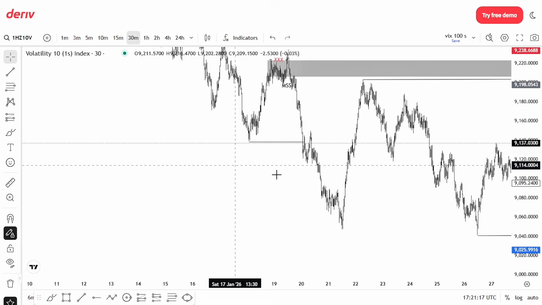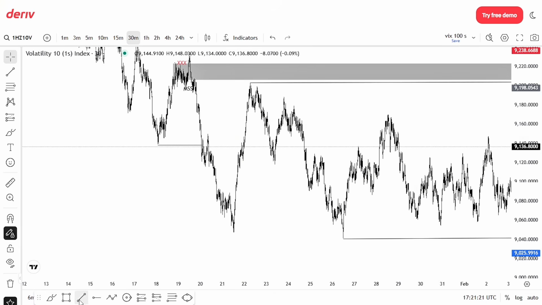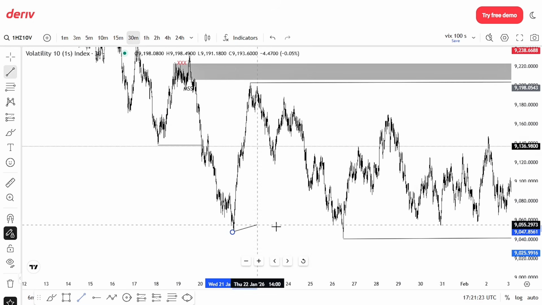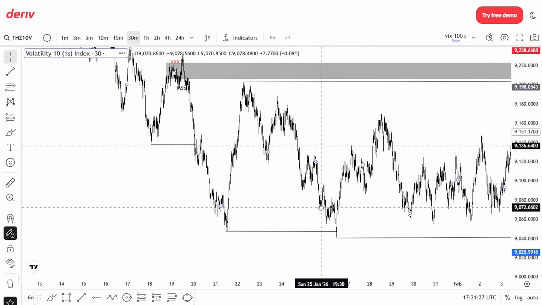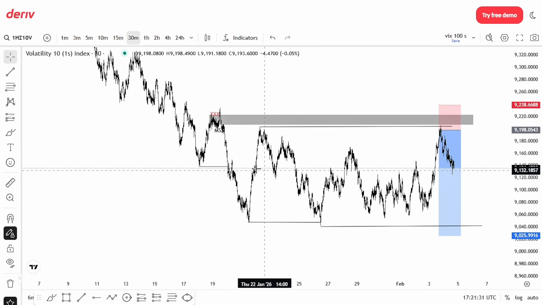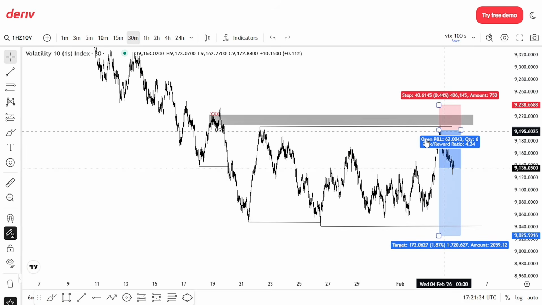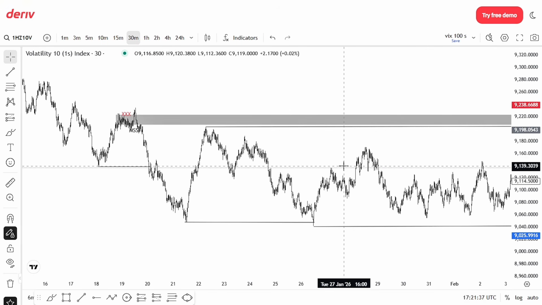Right here we have our pullback that provided our structural liquidity, and secondly here we have a second break of structure, even though the market did not close really below it, so we're still valid to some extent. So we waited for the market to get to that area, and then we entered based on that.